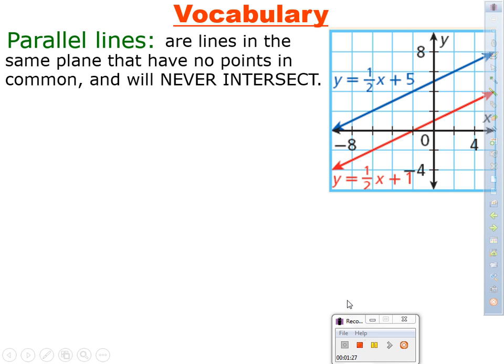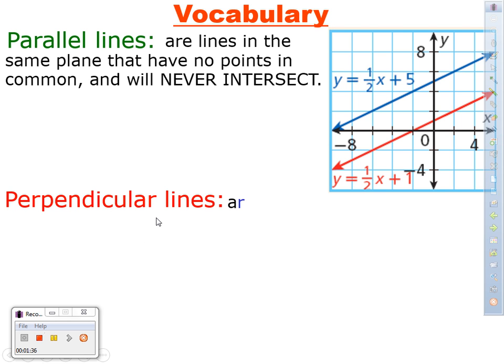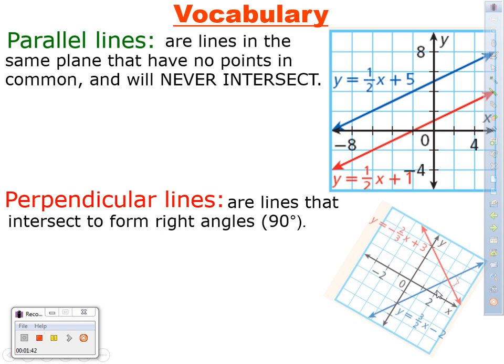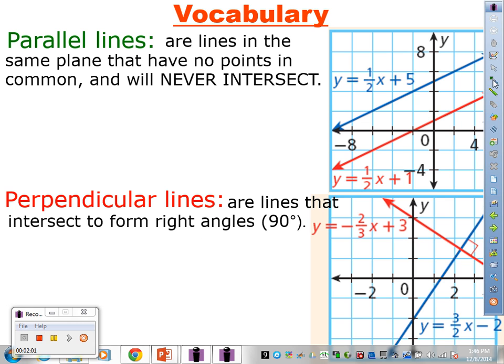Now let me show you the perpendicular ones. The perpendicular definition says they are lines that intersect to form a right angle or right angles. This is the graph for those. And if you notice, the red and the blue are intersecting. They make a 90-degree angle, and these are their equations. Yes? So now we need to change this definition to make it more, I guess, in our own words.